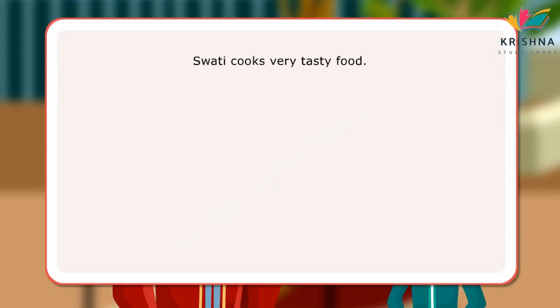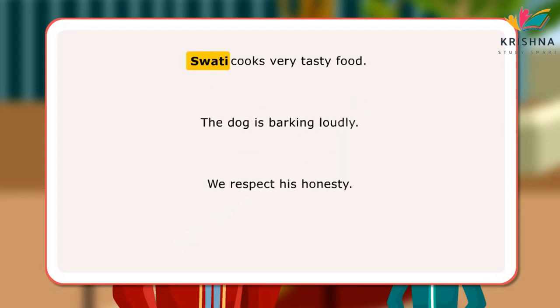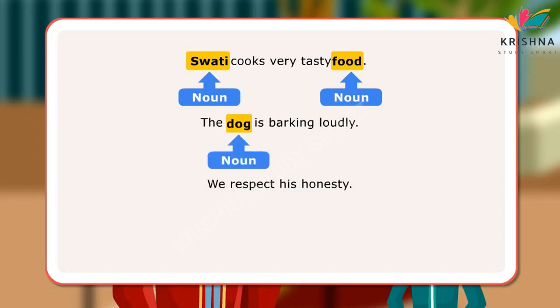Swati cooks very tasty food. The dog is barking loudly. We respect his honesty. In the first sentence, Swati and food are nouns as they denote a person and a thing respectively. In the second sentence, dog is a noun as it is the name of an animal. In the third sentence, honesty is a noun as it denotes a quality.